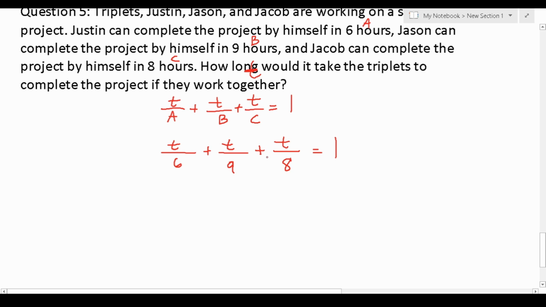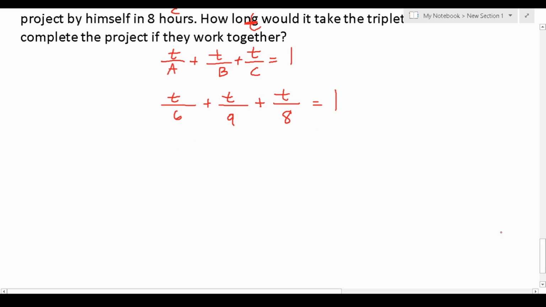All right, so at this point, we can see that we have to add all of these fractions together. In order to add fractions, they have to have the same denominator or a common denominator. In this case, it should be obvious that 6, 9, and 8 have a common denominator of 72. And I'm not going to work that off to the side, but I will talk about that in a second.